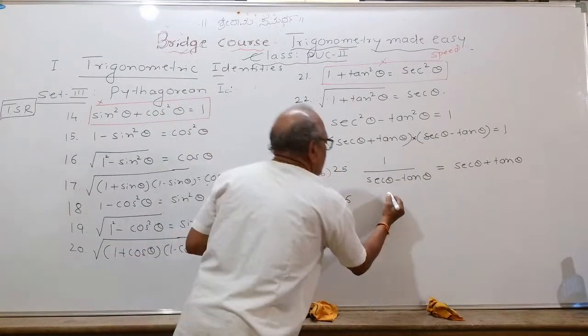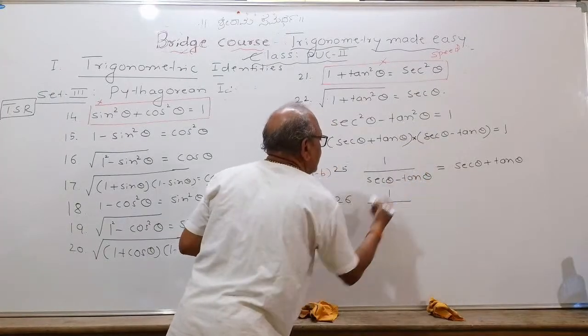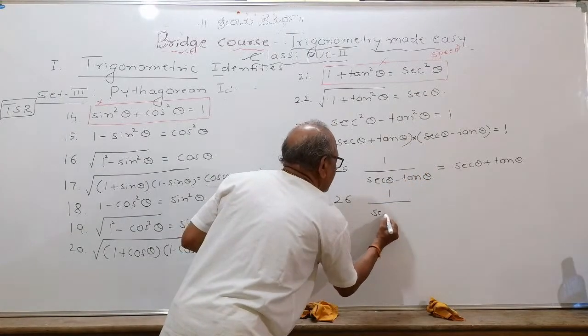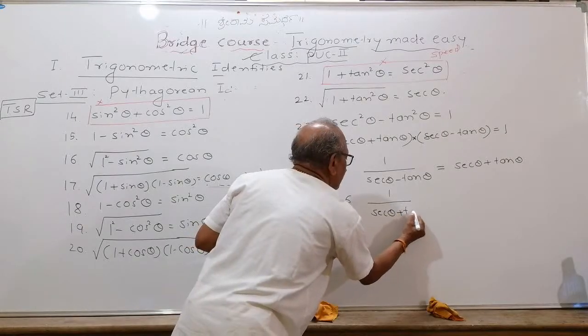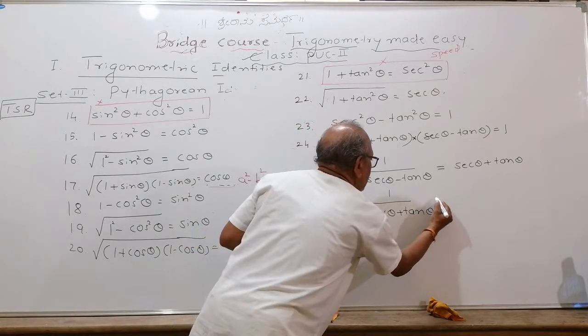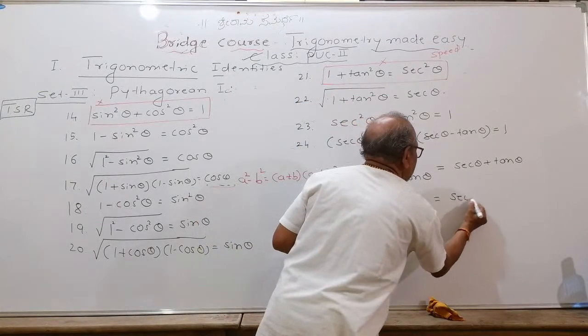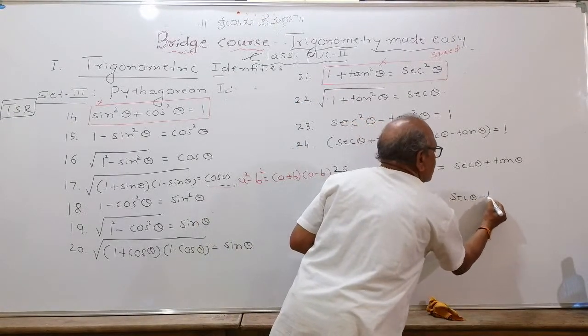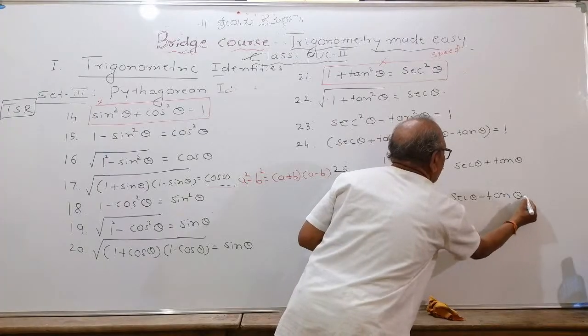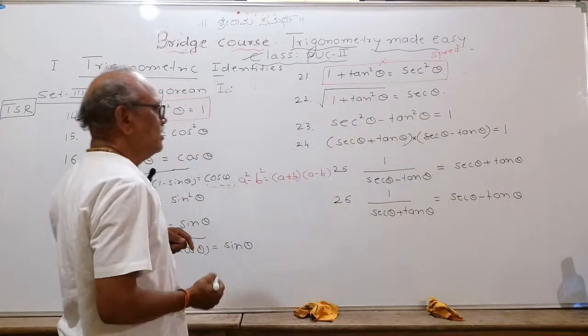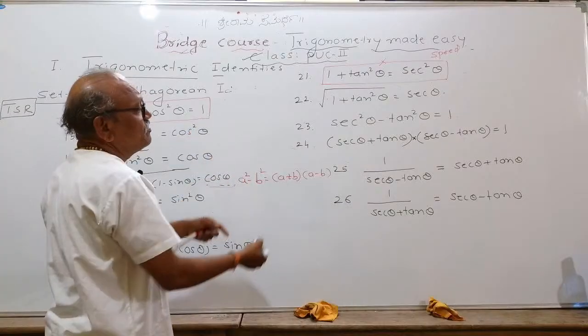26th. 1 upon sec theta plus tan theta is equal to sec theta minus tan theta, that you remember. This is going to help you. Right? We have generated so many identities based on the same thing.